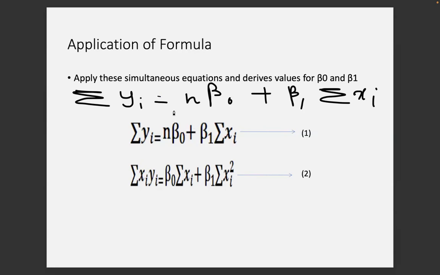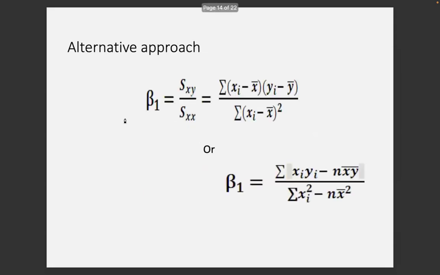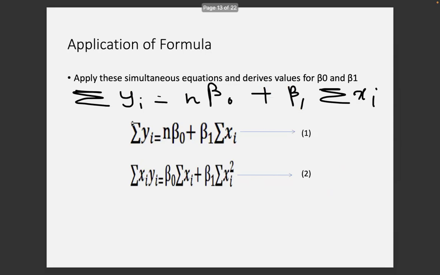If I just say it like this, it won't be clear for you, so we'll do some examples. Then beta naught, okay. How should I explain this?